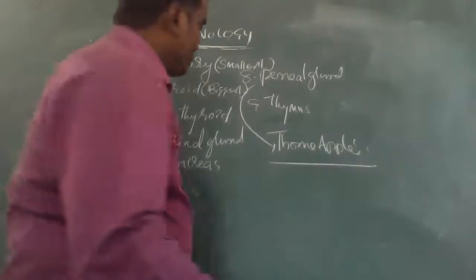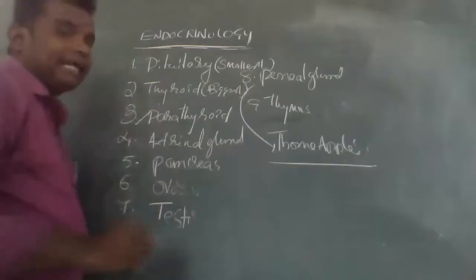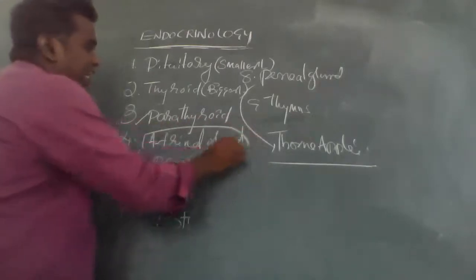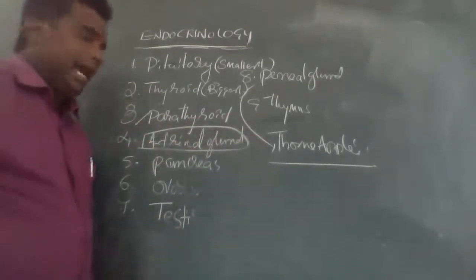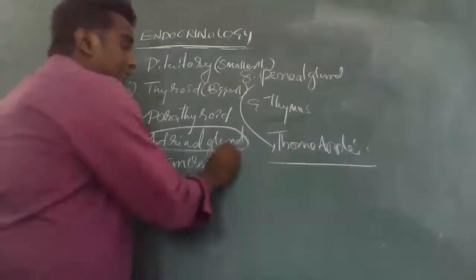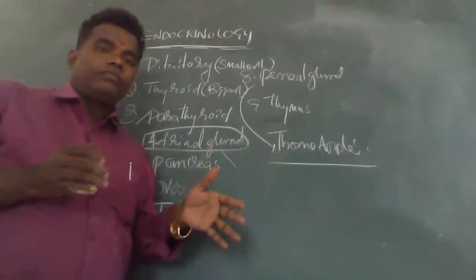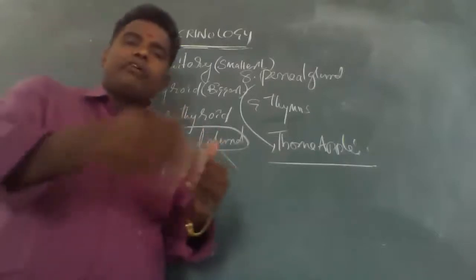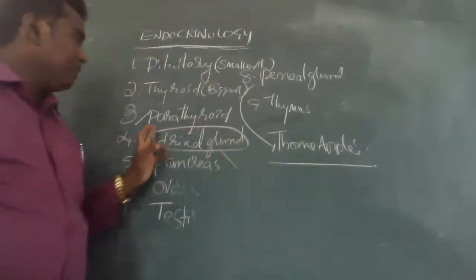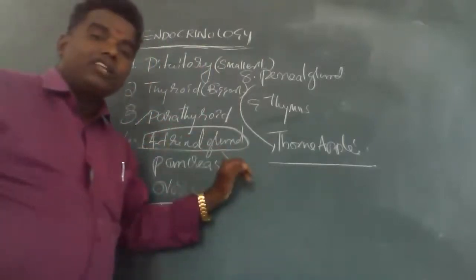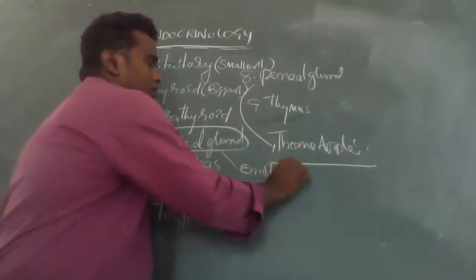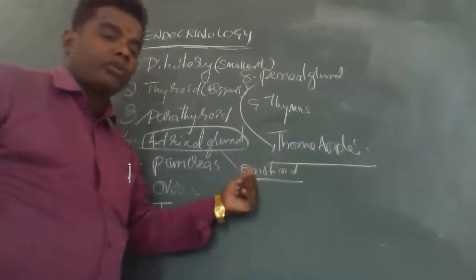Next one, parathyroid gland. You know it very well. Now, adrenal gland, a very important thing. The adrenal gland is also known as the emotional hormone gland. We'll explain one by one, but of course you must remember this highlight. So this adrenal gland is also known as the emotional gland.